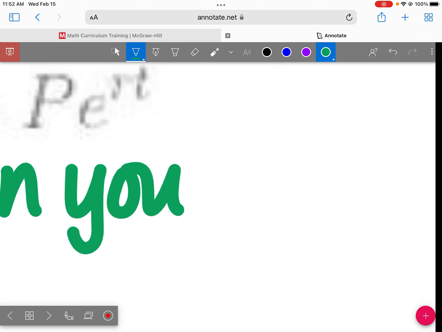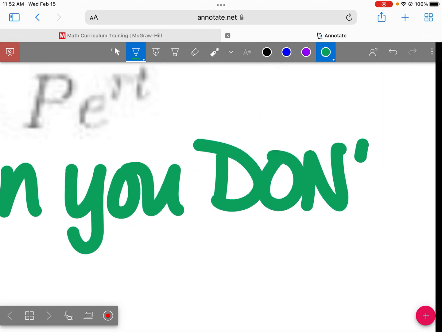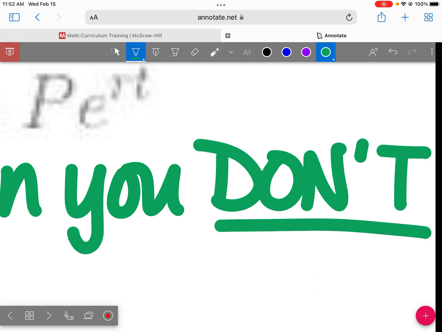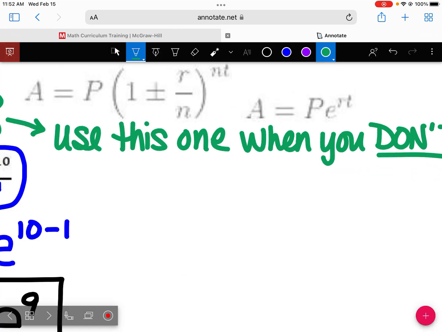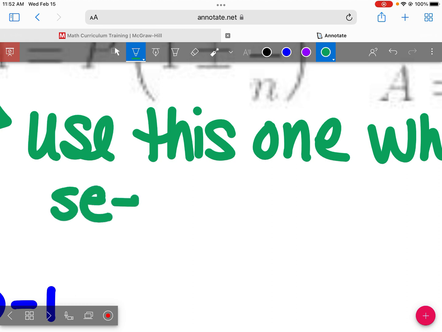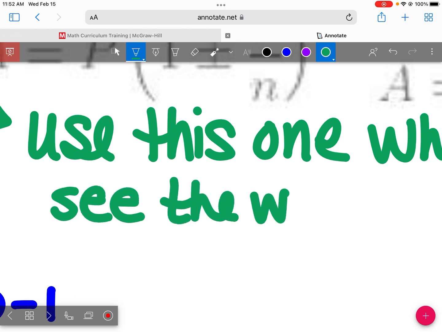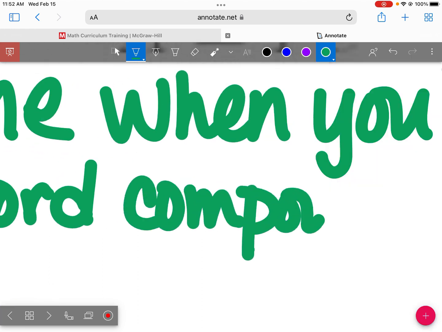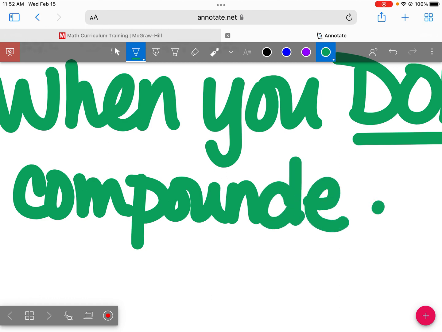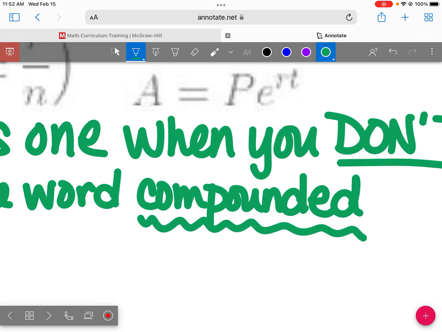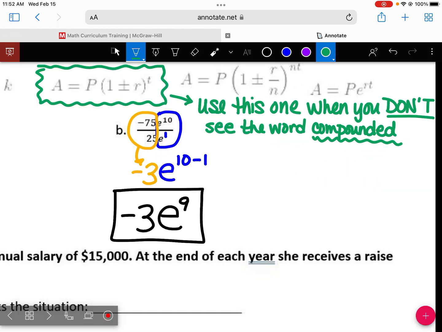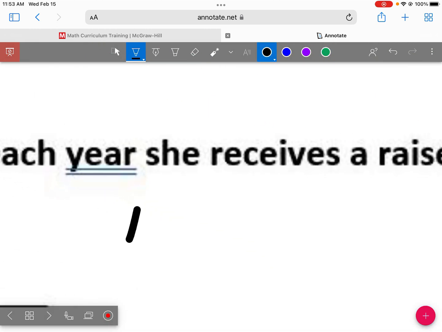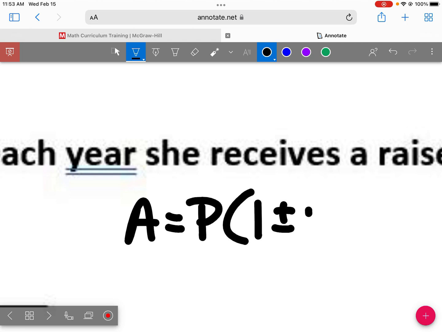What does the line under the plus sign mean? It means minus. We have to pick one. When you don't see the word compounded, we use this one right here. So that's what I'm going to use on number 9. A equals P, and then parentheses, 1 plus or minus r, to the power of t.